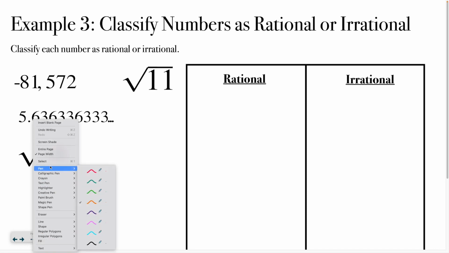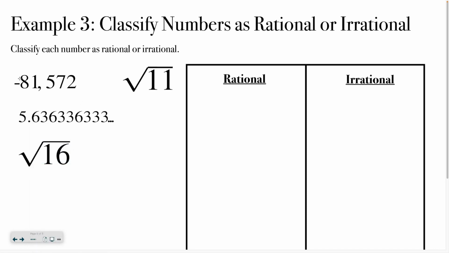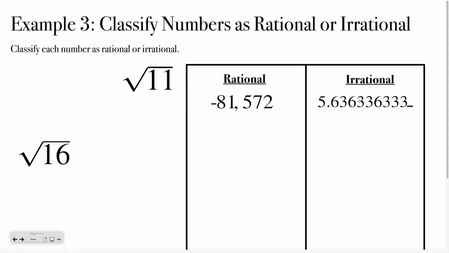Now let's try another categorizing. So I have negative 81,572. Right away, I see there is not a decimal right there. That is going to be rational. And then I see 5.63, 633, 6333. I see that there's a pattern, but I wouldn't be able to write it with bar notation to show that it's repeating. So that's going to be irrational.